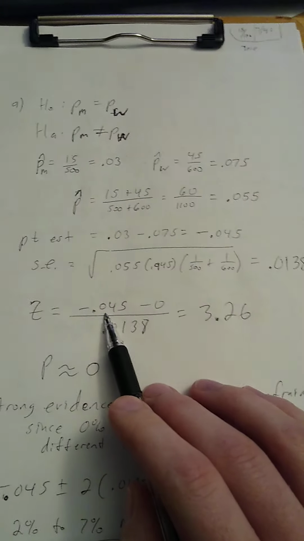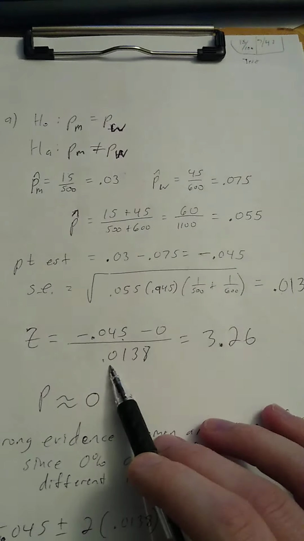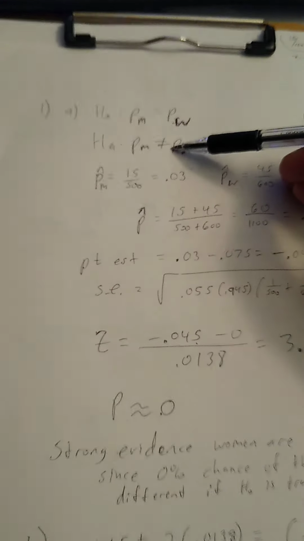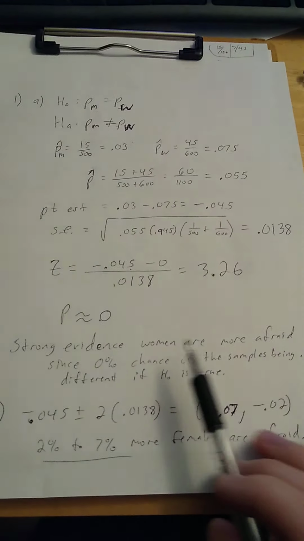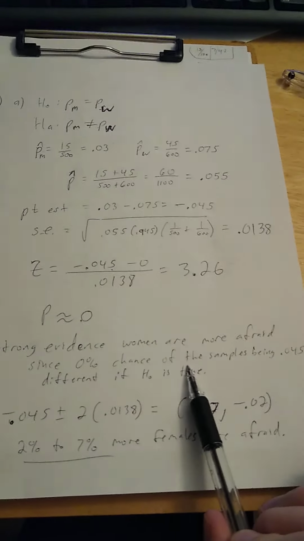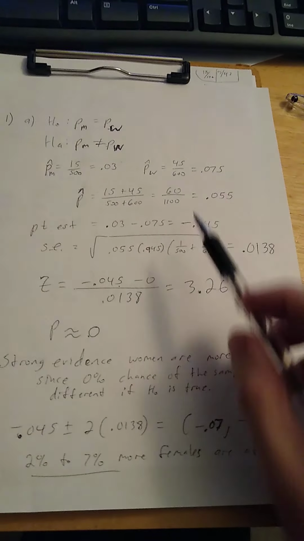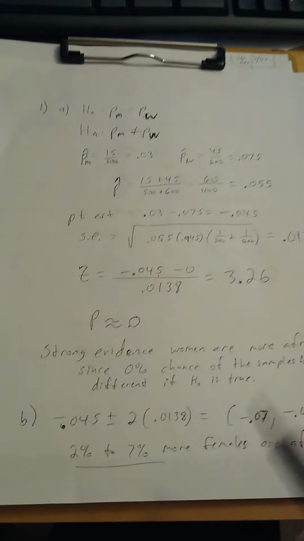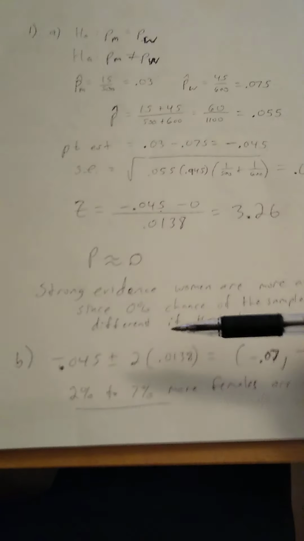Z-score. Negative 0.045 minus 0 over the standard error gives us a z-score of 3.26, which gives us a probability of 0, even after doubling. So conclusion, we have strong evidence that women are more afraid since there is a 0% chance of the samples being 0.045 different, our point estimate, if H sub 0 is true. So yes, we have evidence that women are more afraid than men based off of this data.